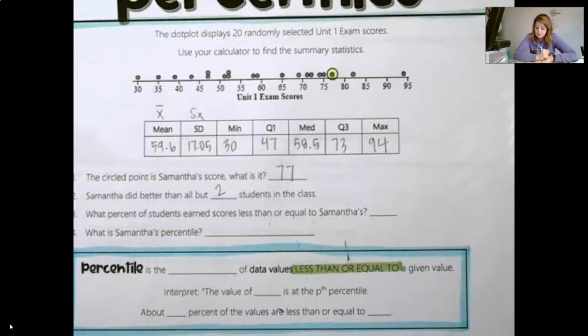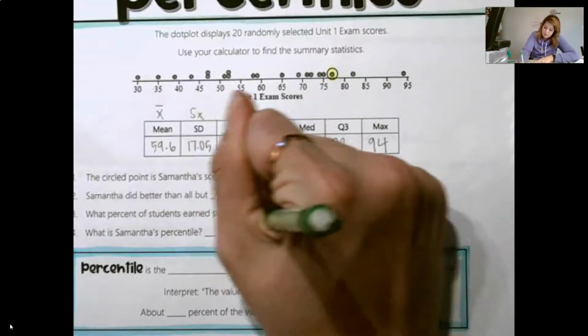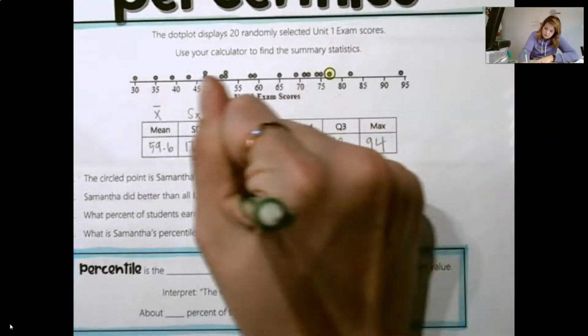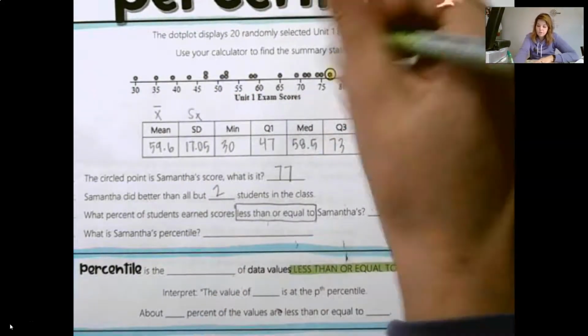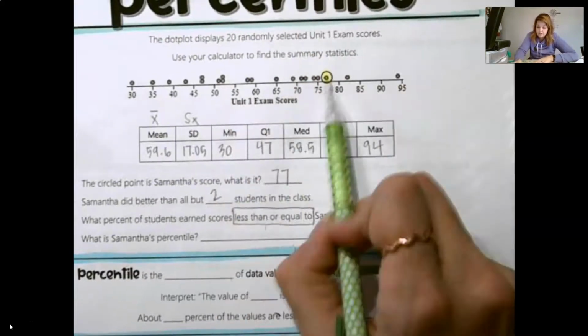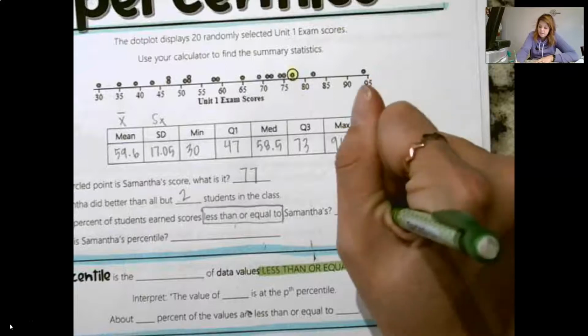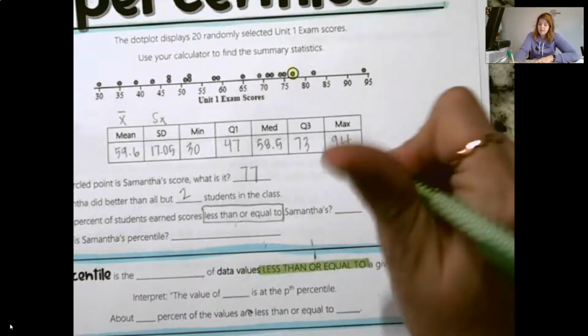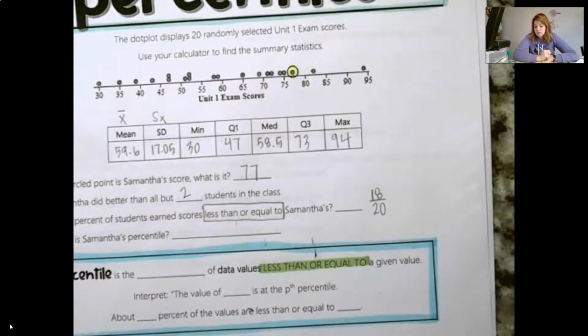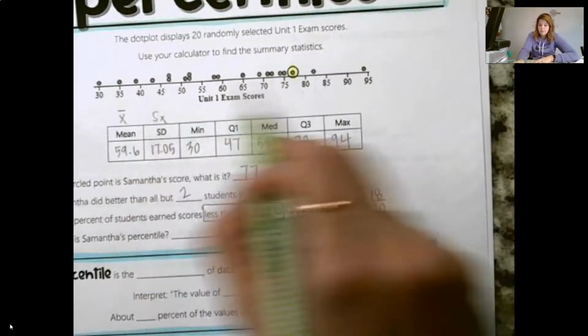What percent of students earned scores less than or equal to Samantha's? So we're talking about her score and to the left. Well, if only 2 kids are above her, that means that 18 of these randomly selected students out of 20 randomly selected students scored less than or equal to her. You could also just count them. If you counted up from the yellow dot over, you'd get 18.